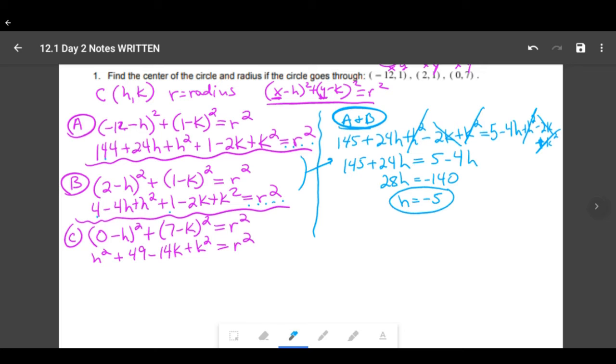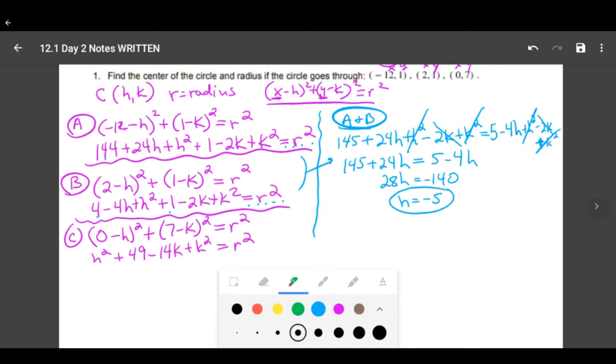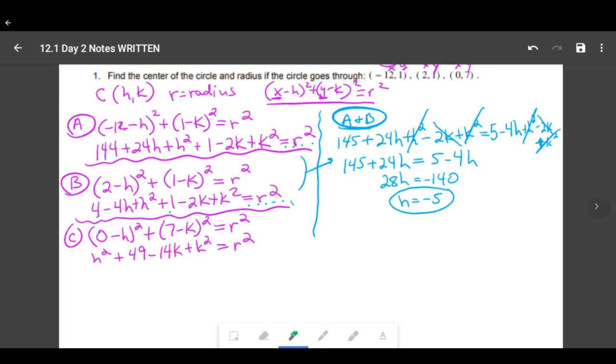Okay? So what I want to do now is I have one of the variables. I still got to get 2 more. So I can take that negative 5, and I'm going to actually make a new equation. Well, we'll make a different color. We'll go green. And I'm going to put B and C together, because the nice thing is they both equal r squared. I can do like I just talked about when I put A and B together.